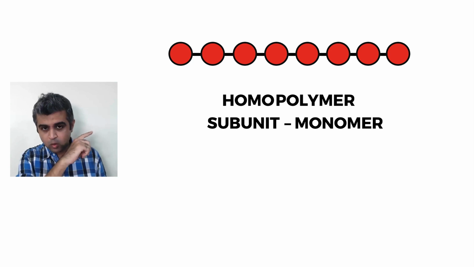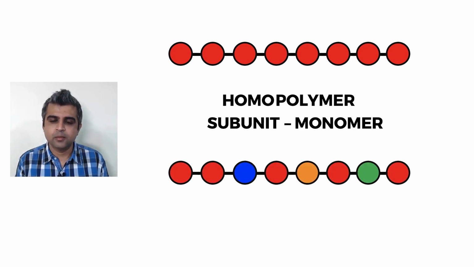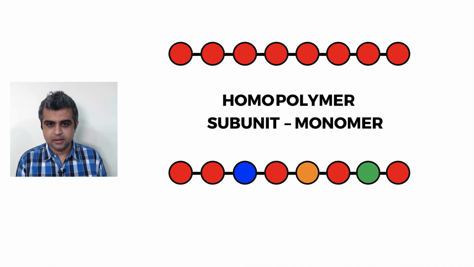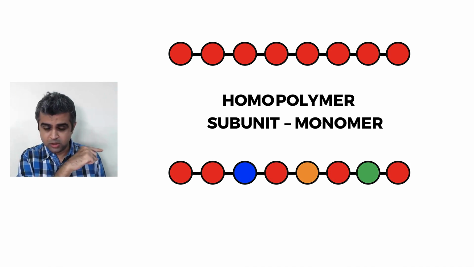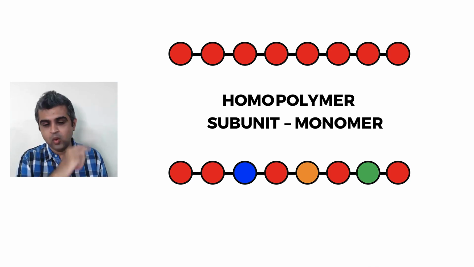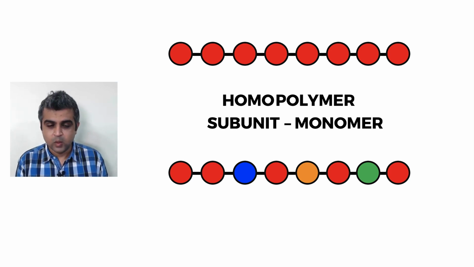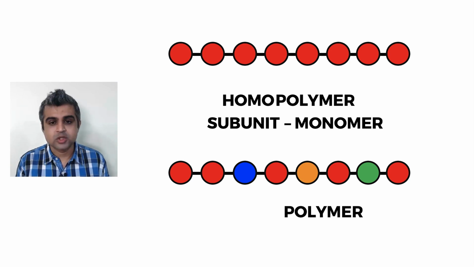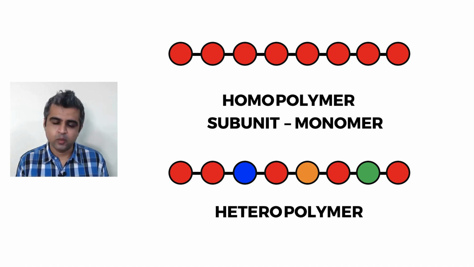Contrast this homopolymer with this other polymer. The structure above is a polymer made up of subunits called monomers. The structure shown below it is also a polymer made up of subunits. The difference is that in the example above, all the subunits are of the same type, whereas here the subunits are not of the same type. They are different. And I told you in the first lecture itself that the word for different is hetero. So this structure is also a polymer, but it will be a heteropolymer.